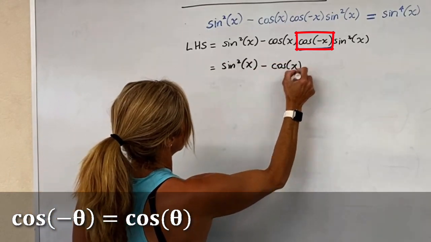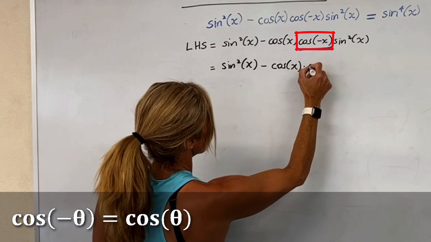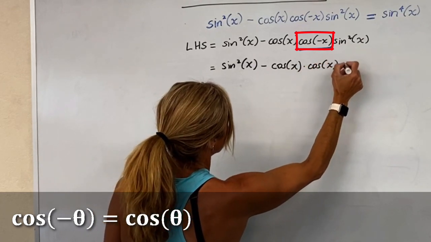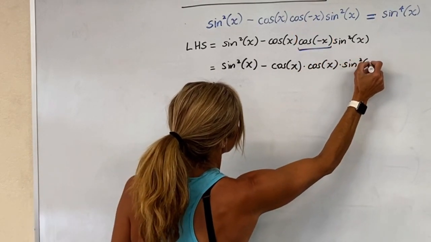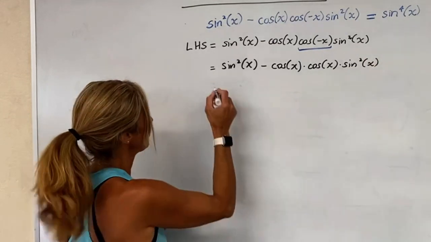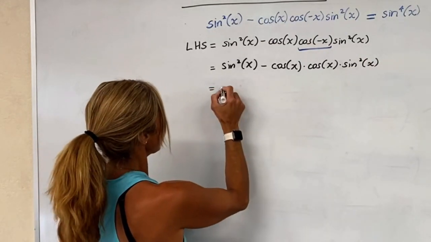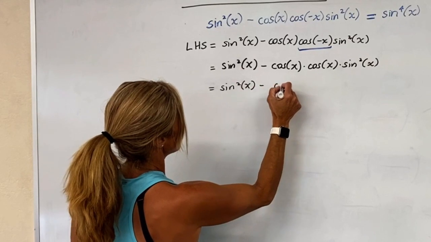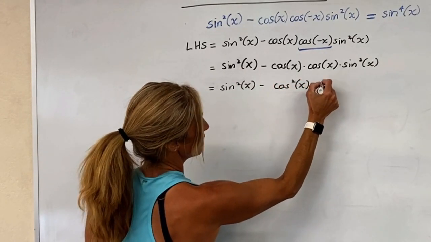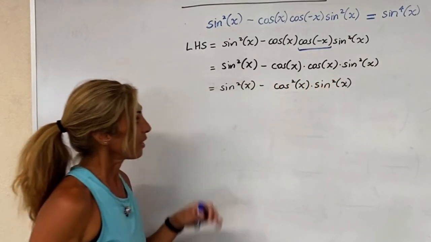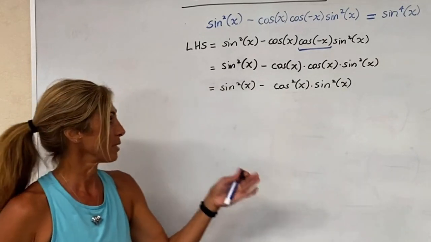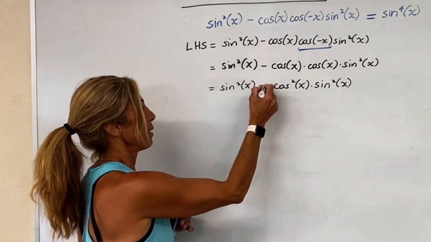So we have sine squared x minus cosine x times cosine x times sine squared x. Well, that looks a little better. Let's clean up the cosines, combining them to make cosine squared x times sine squared x. Now here's a situation that might arise in another problem that you might see.